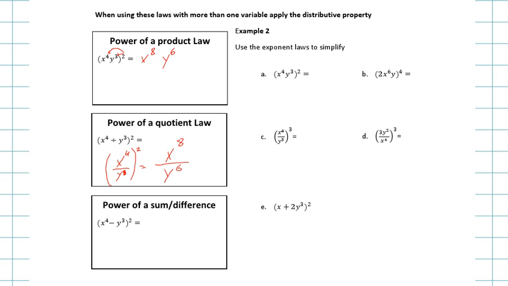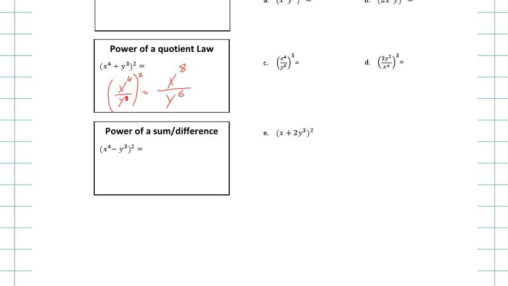How about the next one? If I have a sum or a difference inside my bracket, so I have x to the power of 4 minus y to the power of 3, all squared. Can I still distribute? No, you can't distribute. Anytime you have a plus or a minus inside the bracket and you have a power on the outside, you can't bring that power in. Because that's the same thing as, now you remember this.